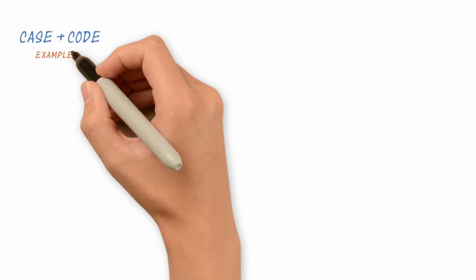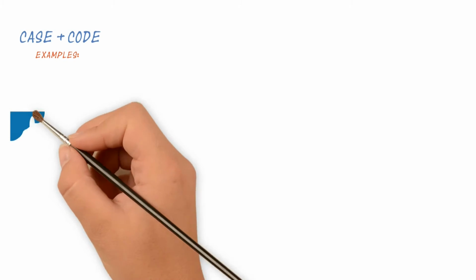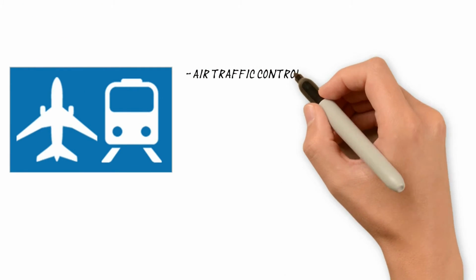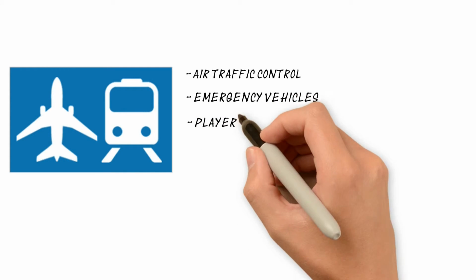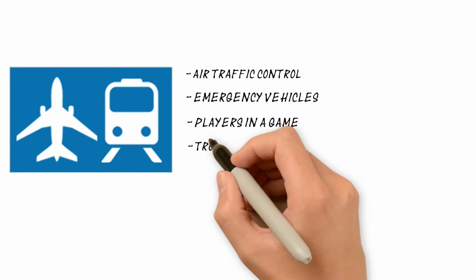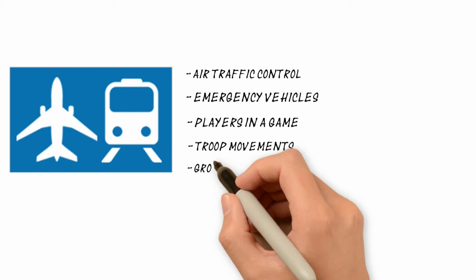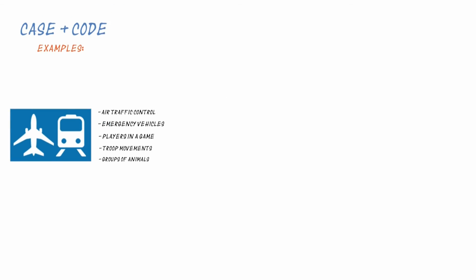We've created case plus code examples. The first is a vehicle tracking use case. It's set up for air traffic control, but it could also be used to track emergency vehicles in city streets, football players in a game, troop movements, or even patterns of activity in groups of animals.